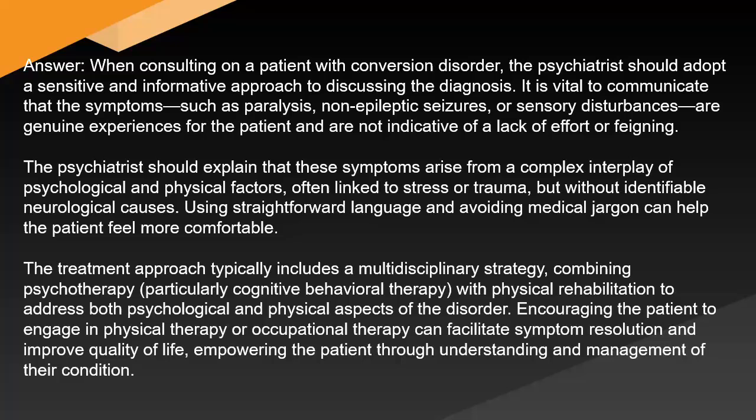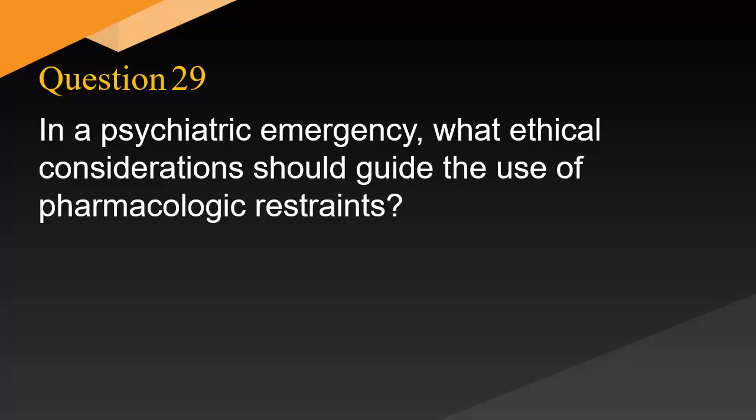The treatment approach typically includes a multidisciplinary strategy combining psychotherapy, particularly cognitive behavioral therapy, with physical rehabilitation to address both psychological and physical aspects of the disorder. Encouraging the patient to engage in physical therapy or occupational therapy can facilitate symptom resolution and improve quality of life, empowering the patient through understanding and management of their condition. In a psychiatric emergency, what ethical considerations should guide the use of pharmacologic restraints?